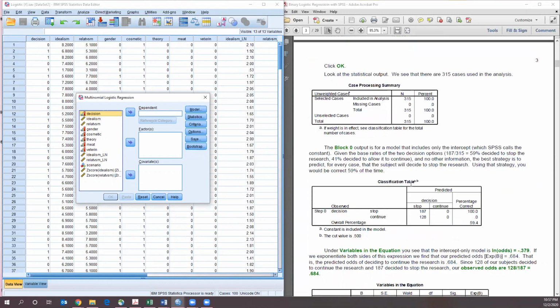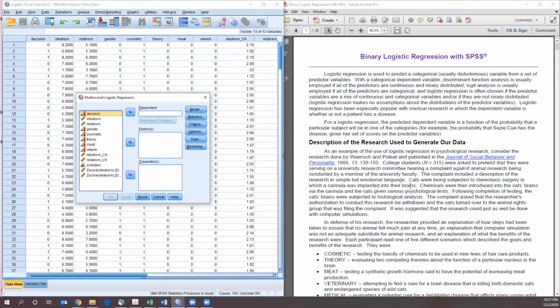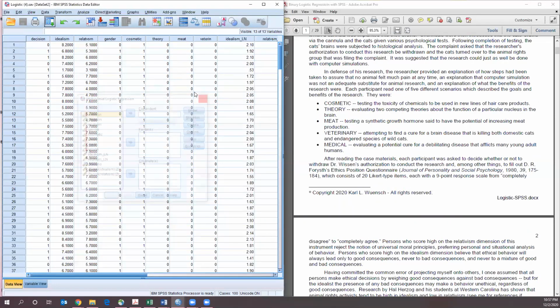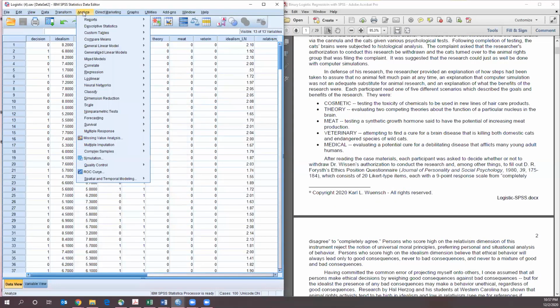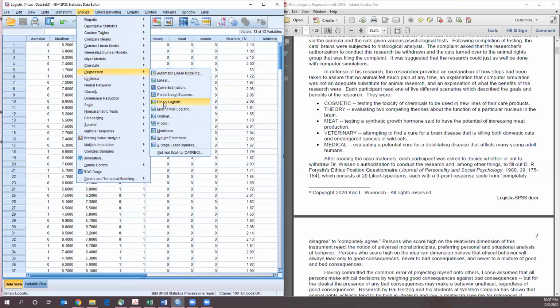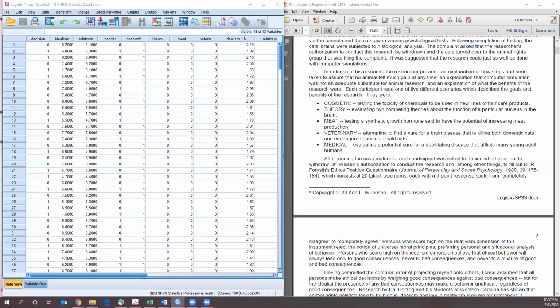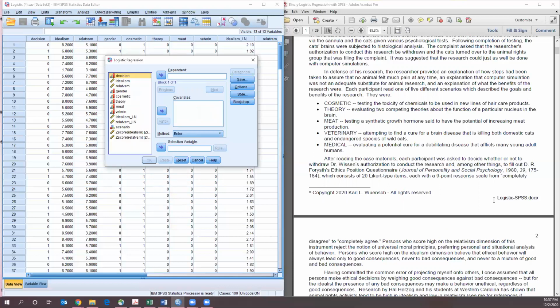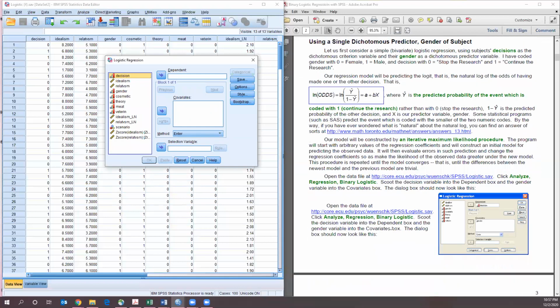Okay, so we're gonna start up here. And the first thing we're gonna do is we're gonna actually run a bivariate. So we're going to do it across two. So we're going to go to regression. We're going to go to binary logistic, which is going to pop up and look like this, right? And then we are going to do what they tell us to do here. So we're going to put decision in the dependent and gender in the covariate.